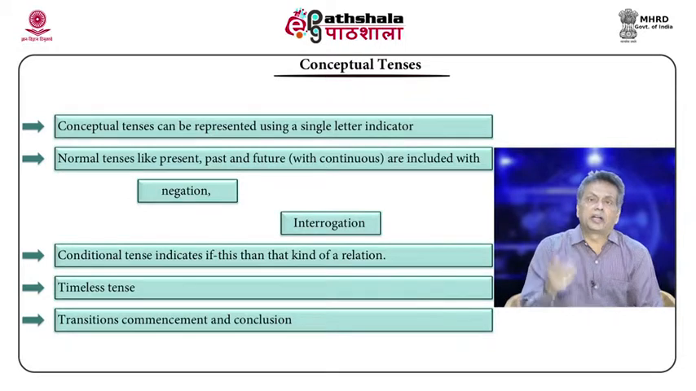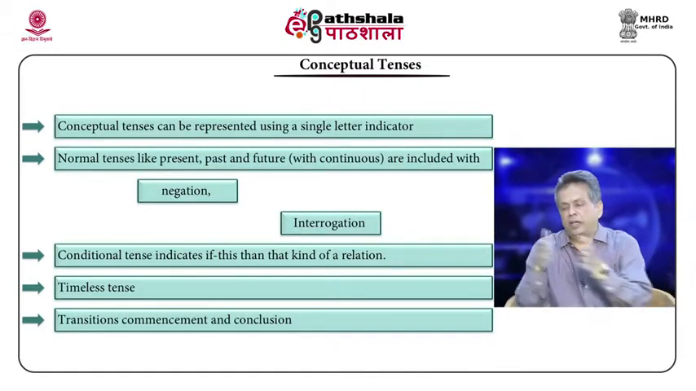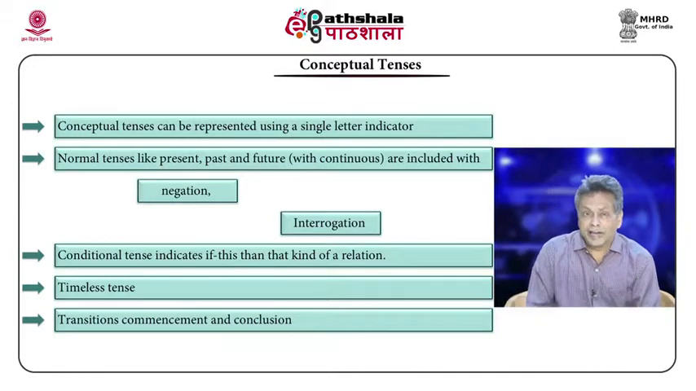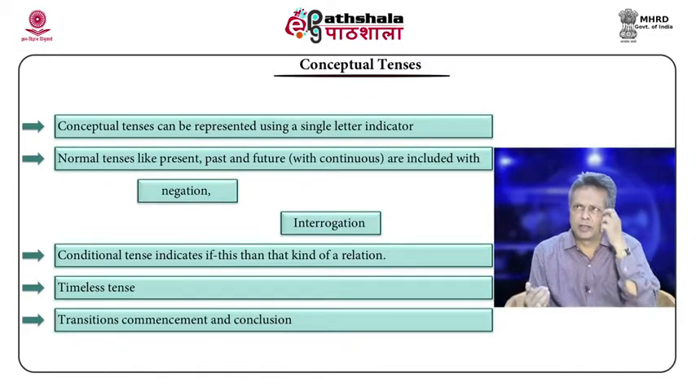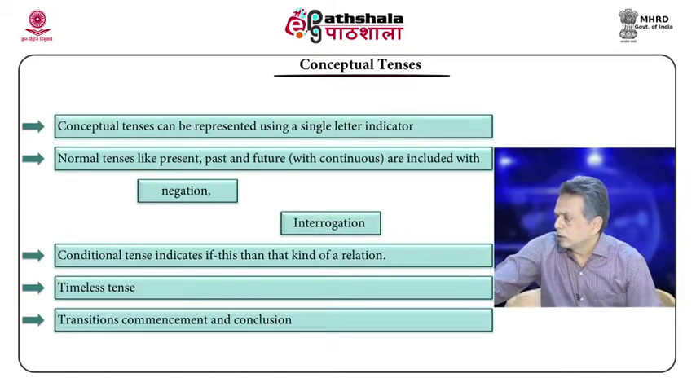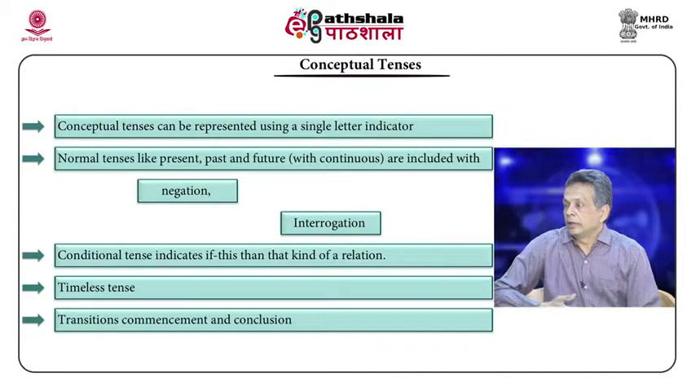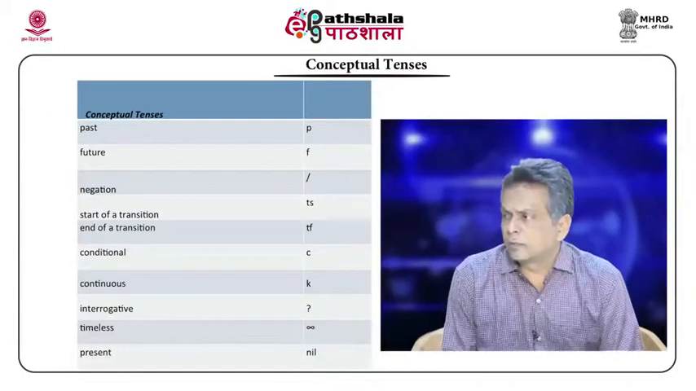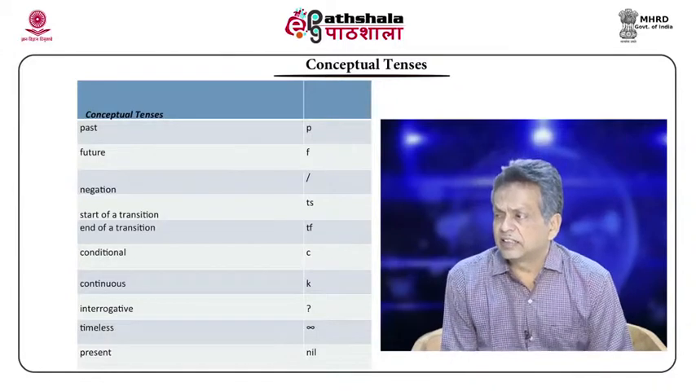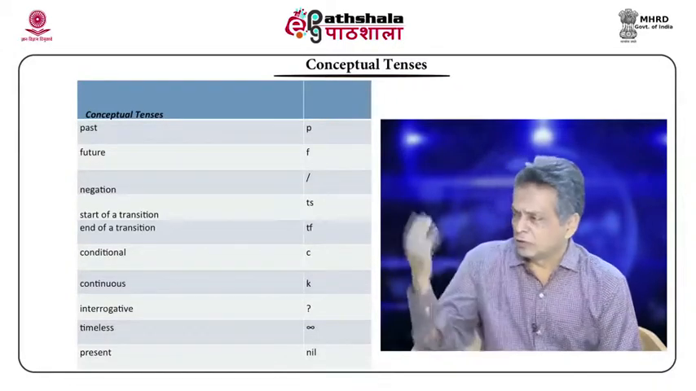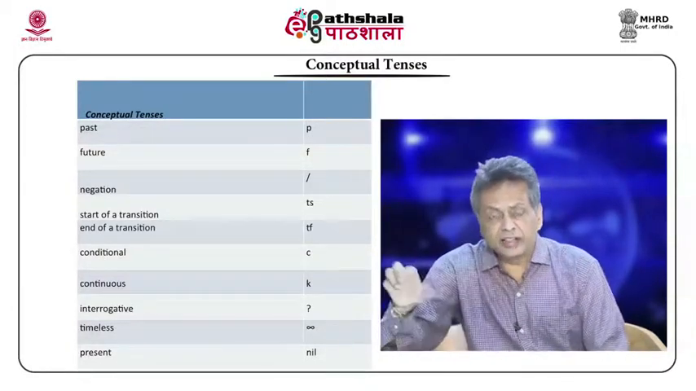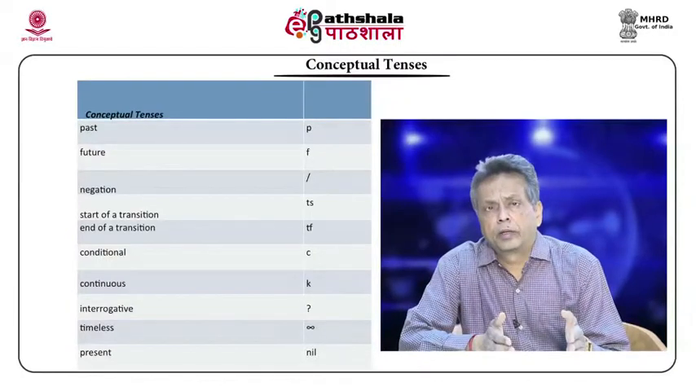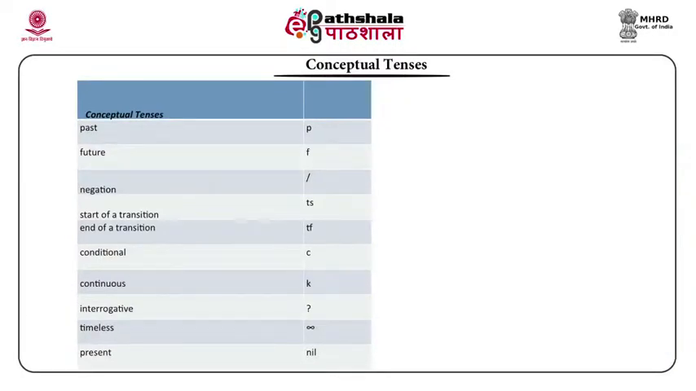It is also possible to indicate that there is a transition, something which is happening and here it gets concluded. Okay. So, that also is indicated by a conceptual tense called TF, transition finished, and TS, transition starting. Commencement and conclusion both are possible. So, conceptual tenses: past is P, future is F, negation is S, start of a transition is TS and so on and so forth, and there is a table in the handout which describes this. When there is nothing, it assumes that it is the present tense.